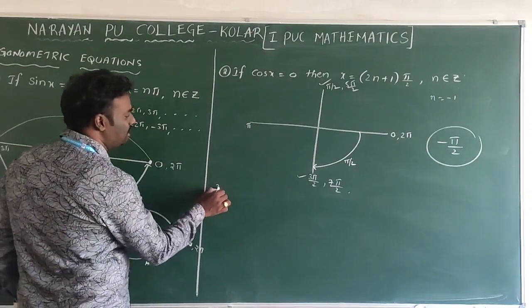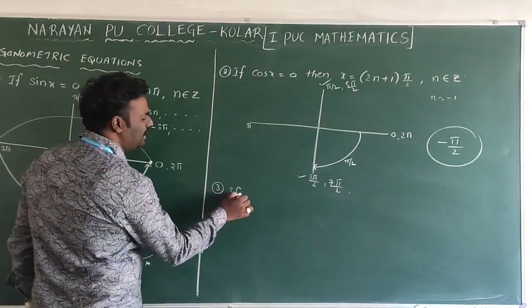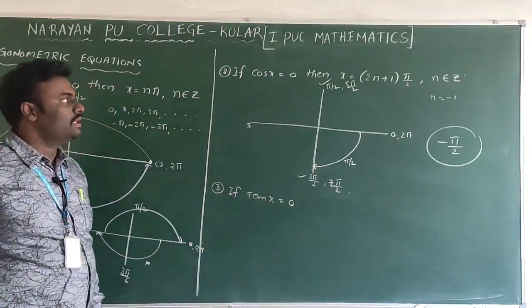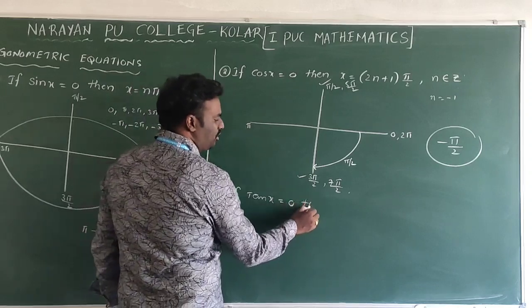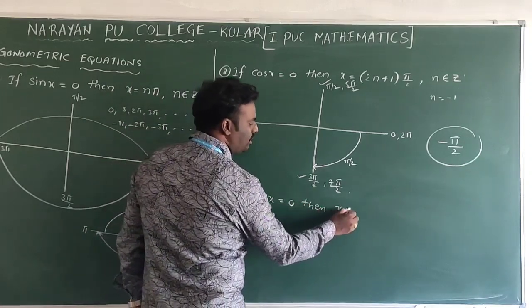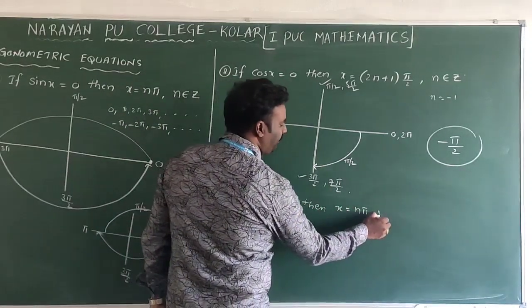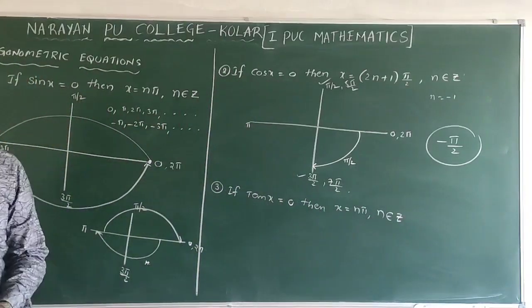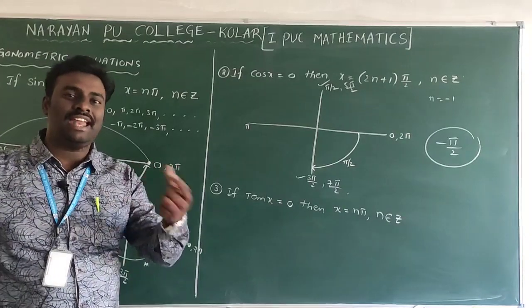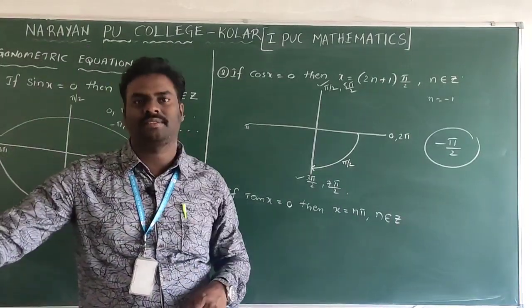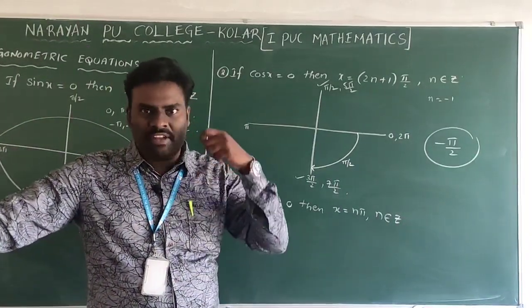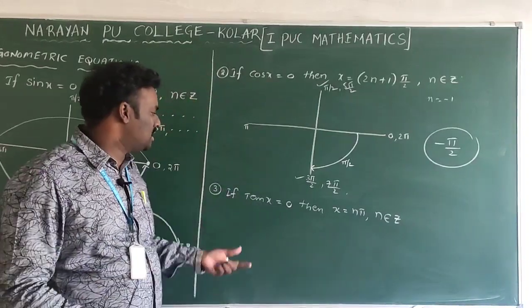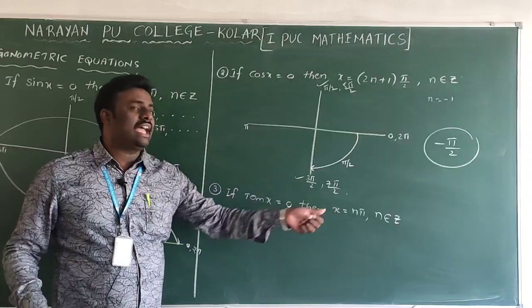I am explaining the third one. It is also the same method. If tan x is equal to 0, then the general solution is x is equal to n pi, n belongs to Z. See, listen, for sin and tan both are the same. Why? Because tan can be written as sin by cos. When sin value is 0, obviously tan value also will be 0. So that's why tan is 0 for the angles n pi.